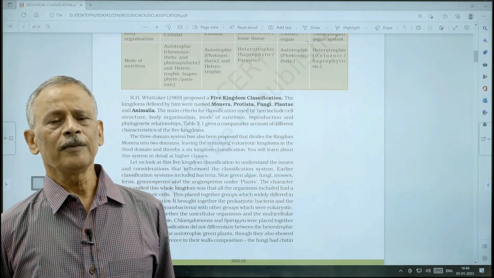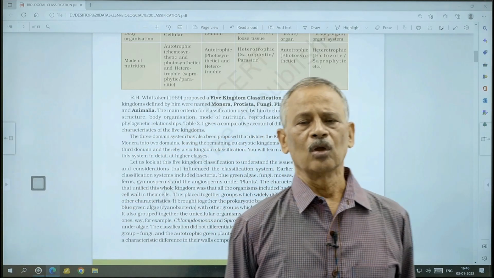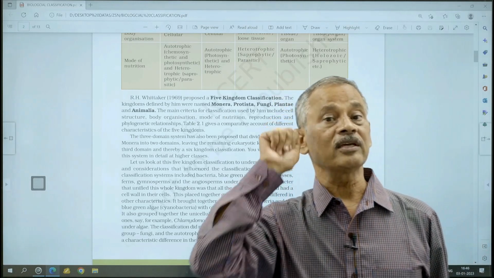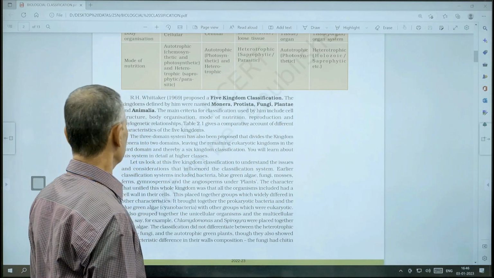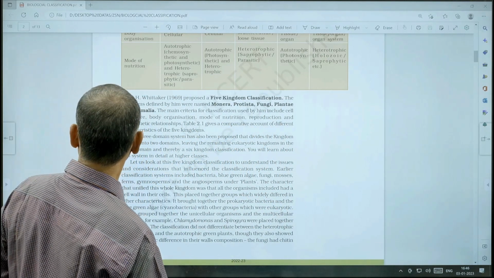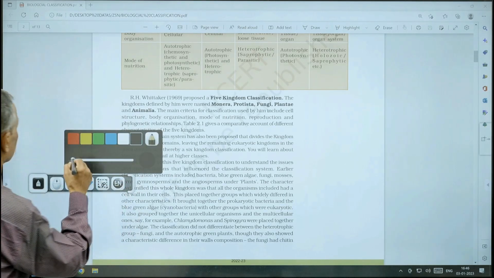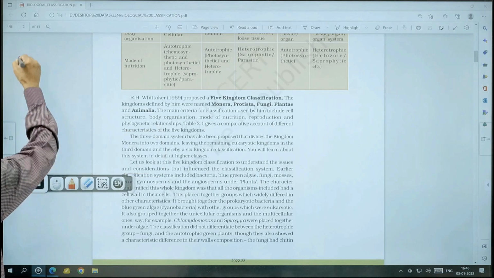What are the five criteria that Whittaker took for his classification? He took five criteria. Of these five criteria, number one, the most important one, is the nature of the nucleus, the nuclear organization.